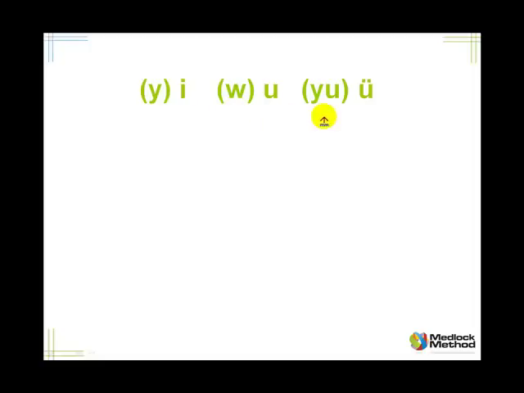And Ü, Y-U. Okay. And pay attention to the two U's. The one with the umlaut is Ü, and the one without an umlaut is U. Little tricky for English speakers. You've got to purse your lips and, yeah, pretend to be kissing someone. That's right. Okay, let's do this one more time. Yi. Wu. Yu.